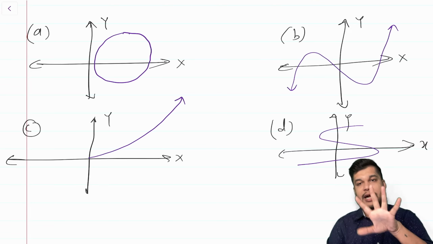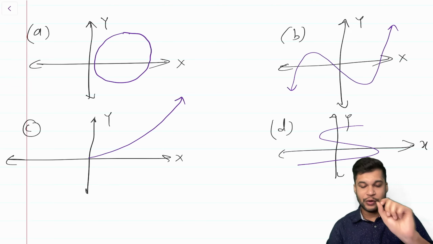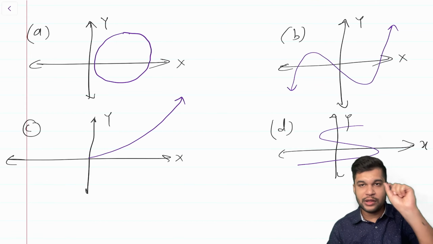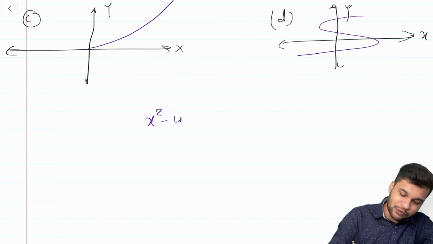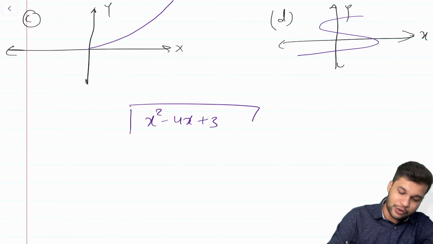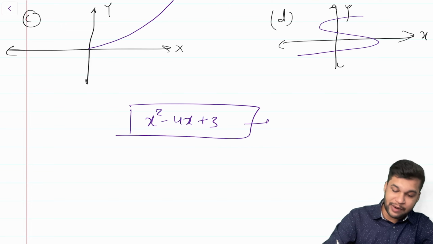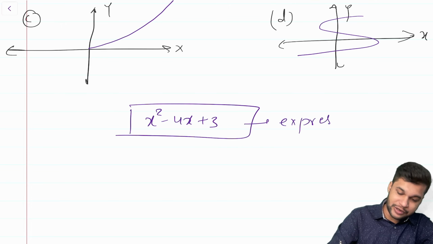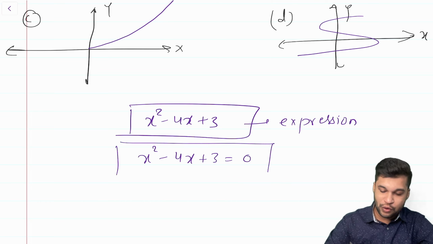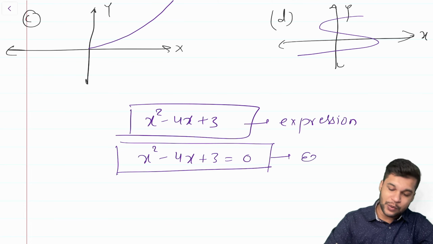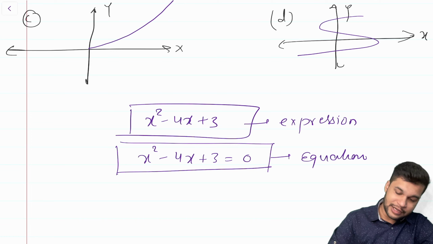Now you have 4 graphs, right? Before we discuss this, there is a small thing that I wanted to teach you. Let's say you have x square minus 4x plus 3. What do you call it? You call this an expression. Now let's say you have x square minus 4x plus 3 equal to 0. What do you call this? You call it an equation.